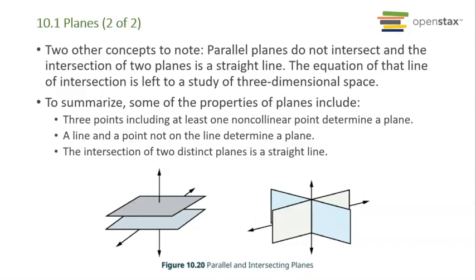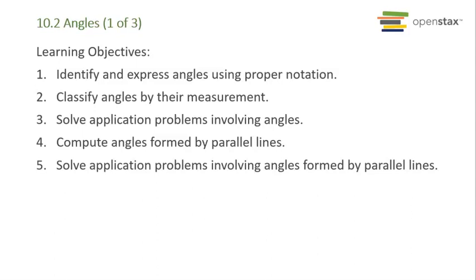It doesn't matter if it's a 90-degree angle or a perfect degree angle, but I got two lines and they intersect. Or maybe I got two rays that share an endpoint. Well, now what I've done is created some angles.